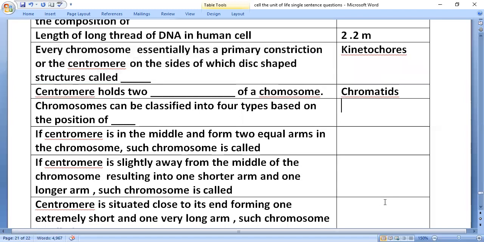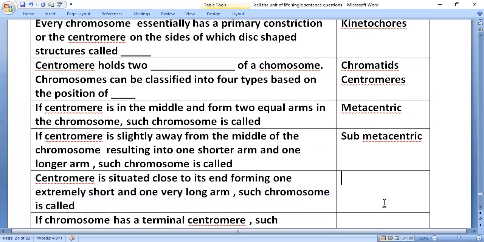Chromosomes can be classified into four types based on the position of the centromere. If the centromere is in the middle and forms two equal arms, such a chromosome is called a metacentric chromosome. If the centromere is slightly away from the middle, resulting in one short arm and one long arm, such a chromosome is called a submetacentric chromosome.